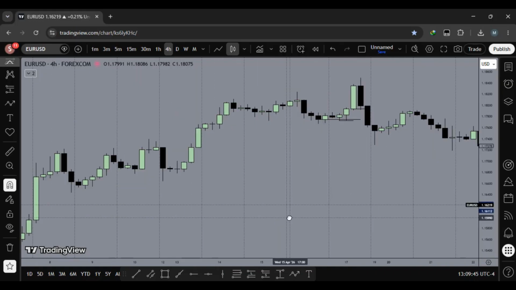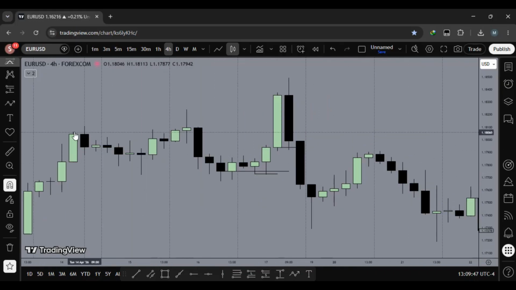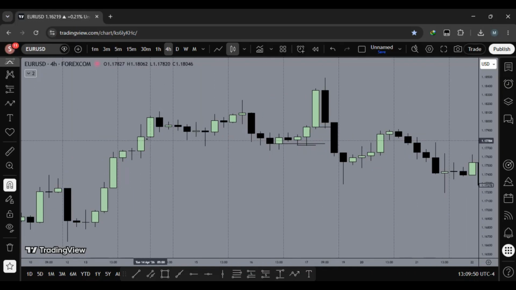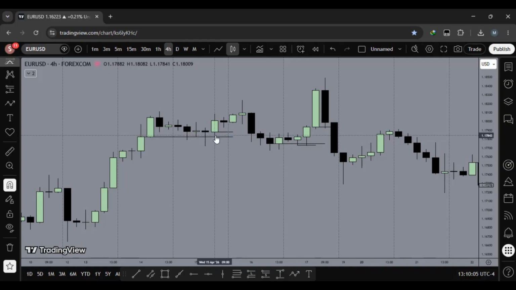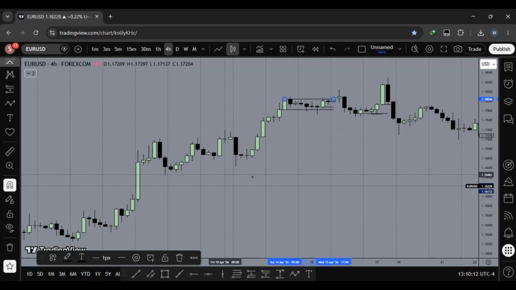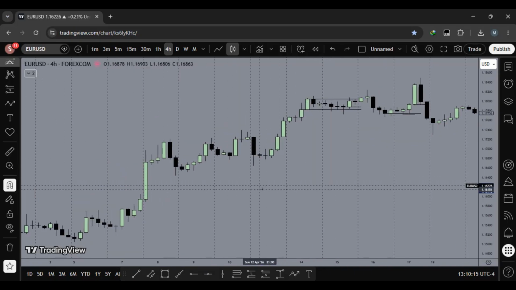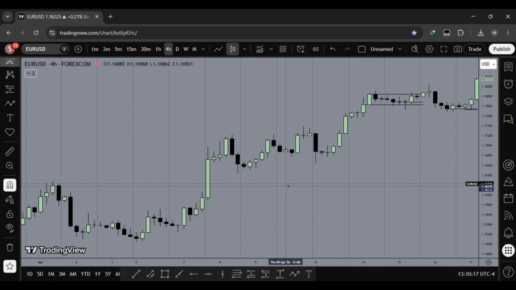Okay, now look at this. This has been mitigated. So look at this. This is a support. And then what do you see here? A candle two closure. Then you enter here. Go to the 5 minutes and take your entry buy here and target the next resistance. That is how it works.